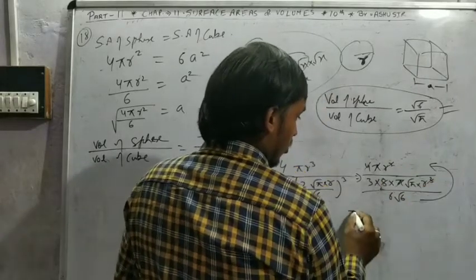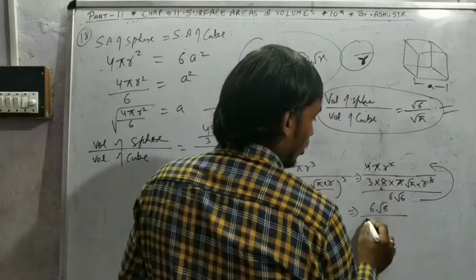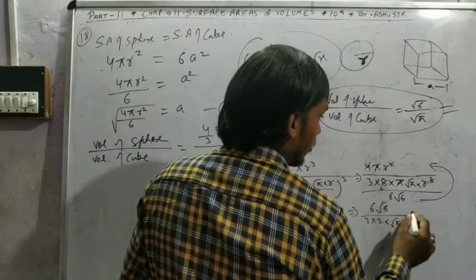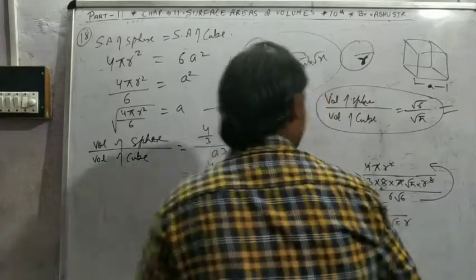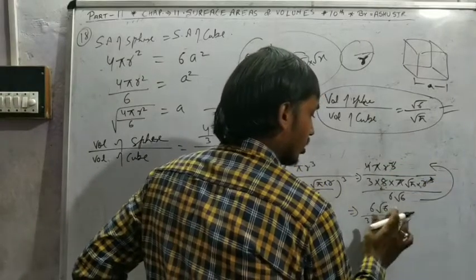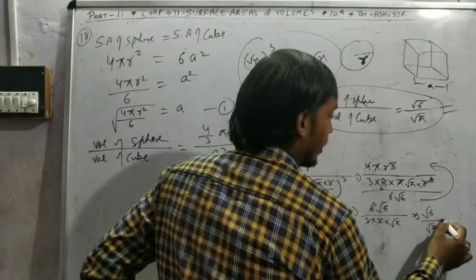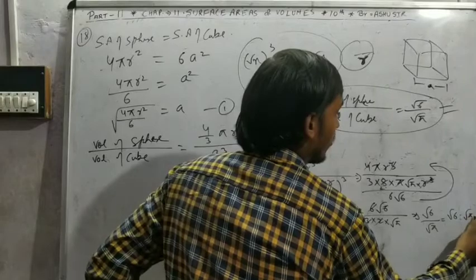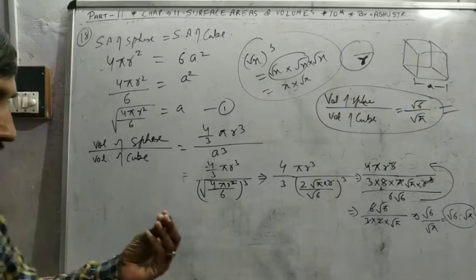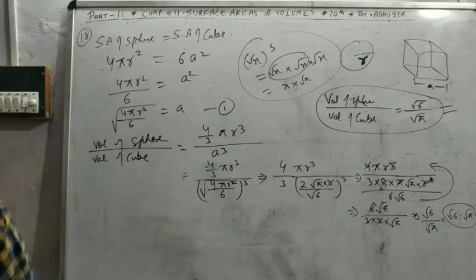2r cancel. What remains? 6 root 6 upon 3 into 2 into root pi and 1r. Sorry, here r cube, so r cube cancel. No r remains. 6 cancel. Only root 6 upon root pi remains. So root 6 is to root pi. Only some patience and solve it. So the same method applies to solve all the questions.